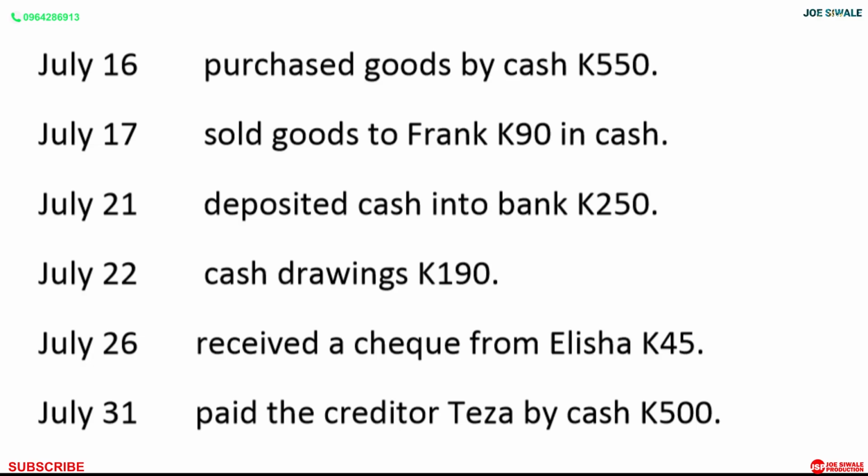Then on the 21st of July, deposited cash into bank amounting to 250. So this type of transaction is a contra entry transaction. In the contra entry transaction area, I'd say that this type of transaction is where one account is debited and one account is credited. So in this case where cash is deposited into the bank, that means that the cash account is going to be credited and the bank account is going to be debited. And in our folio section, we're going to put the letter C, which represents a contra entry transaction.